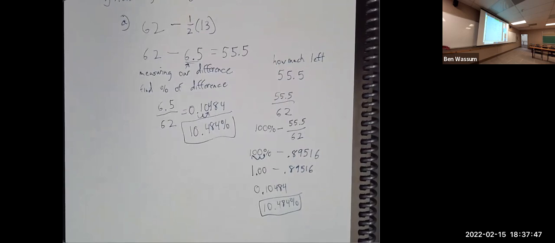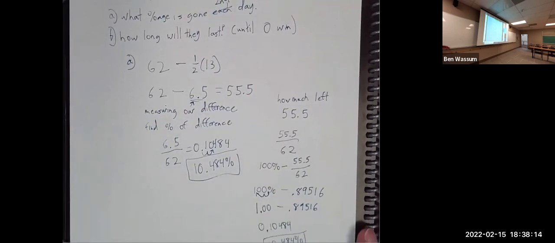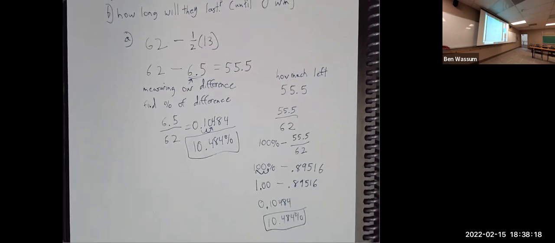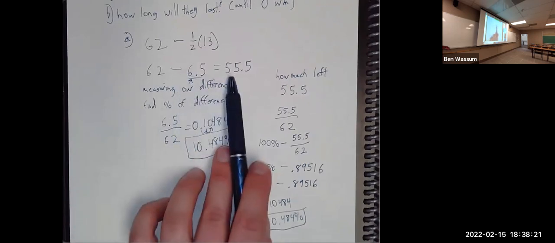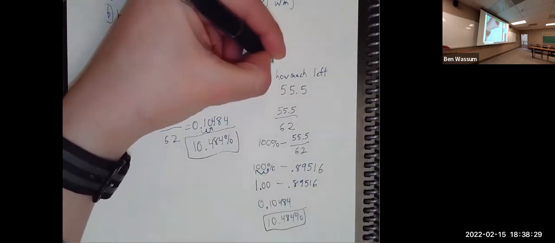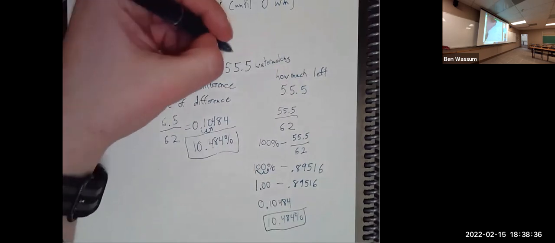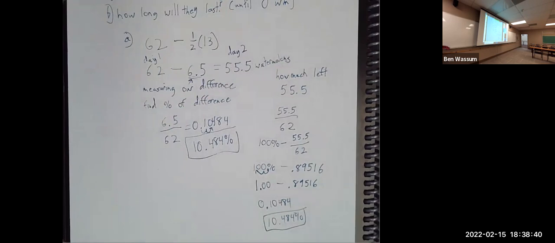Now, as a random aside, you notice that I changed my wording on the problem right away, right? That's because I saw a huge flaw in how I phrased it. The huge flaw I wrote is what percentage is gone each day. And the reason I'm saying that's a flaw is because the percentage is going to be different every day. See, after our first day, we have 55.5 watermelons left, right? So we could say on day 1, we just bought them. Day 2, I have 55.5 watermelons.